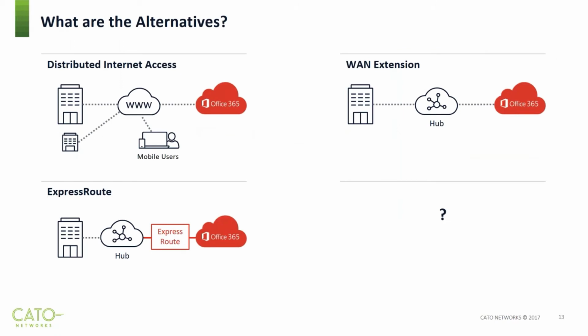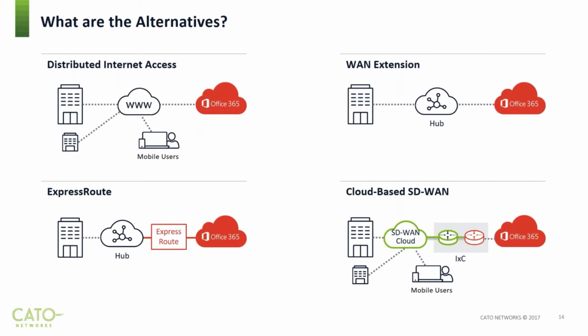So we've talked about 3 different topologies for network connectivity in Office 365. So let's look at the 4th. Dave? Thanks, Steve, and thank you all for joining us today.